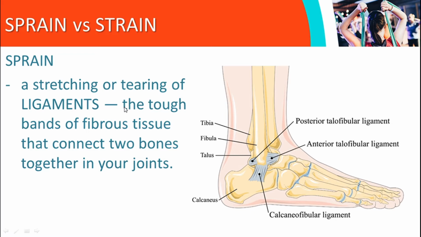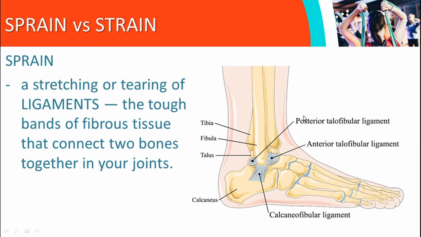What are ligaments, guys? These are tough bands of fibrous tissues, again, connective tissues, that connect bones to bones, two bones together in your joints. So again, your ligaments connect bones to bones. And when we say sprain, this is the stretching or tearing of the ligament, the one that connects a bone to another bone.